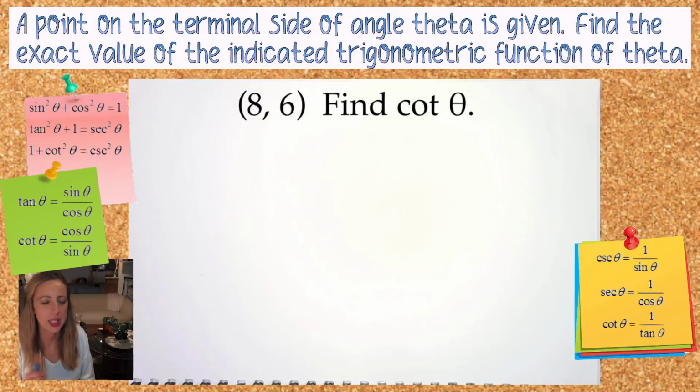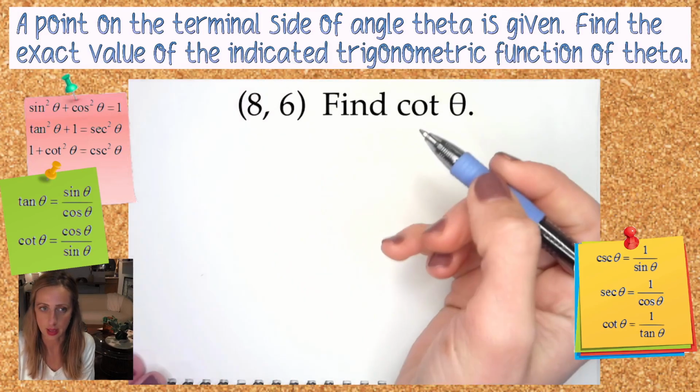Hey everyone, in this video we are going to use the given information to figure out the value of cotangent theta. So it says a point on the terminal side of an angle theta is given. Find the exact value of the indicated trigonometric function of theta. So the point given is 8, 6.